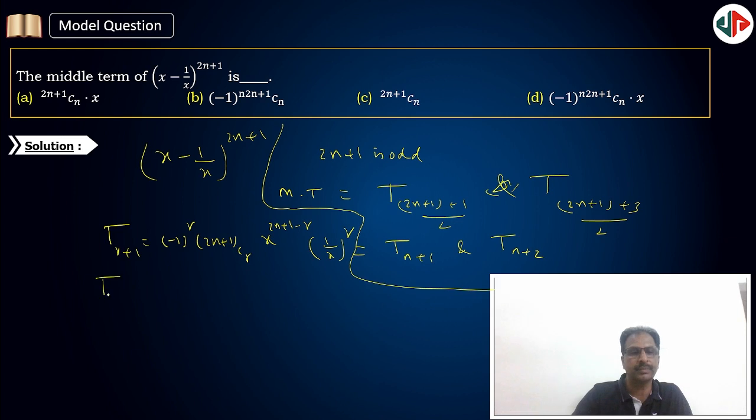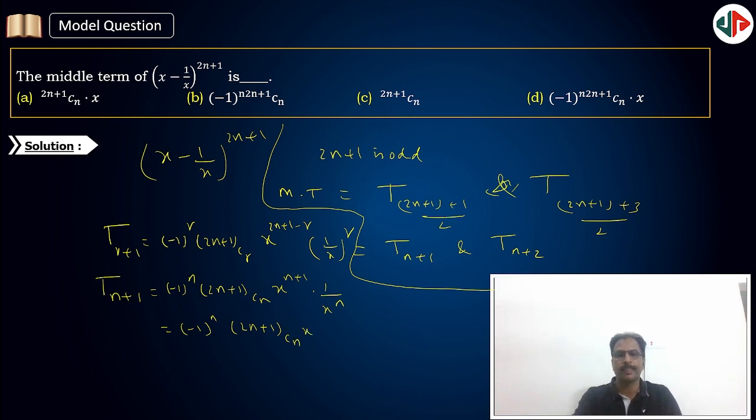Now we require t(n+1), so put r is equal to n. So (-1) power n, (2n+1)Cn. If you put r is equal to n you get (n+1) here into 1 by x power n here. So final simplification gives (-1)^n (2n+1)Cn into x. Option D.